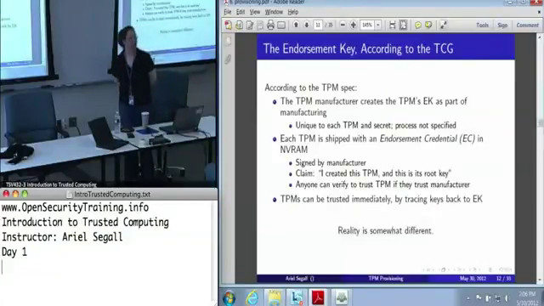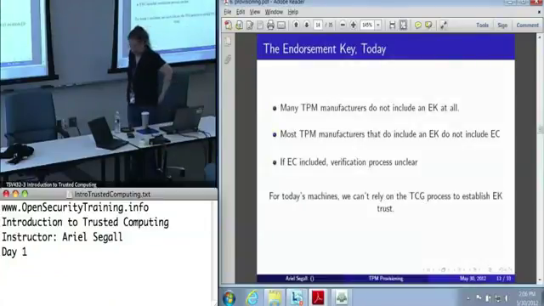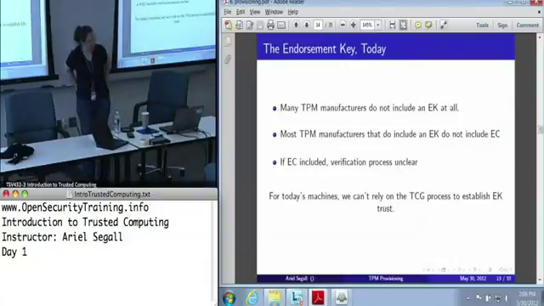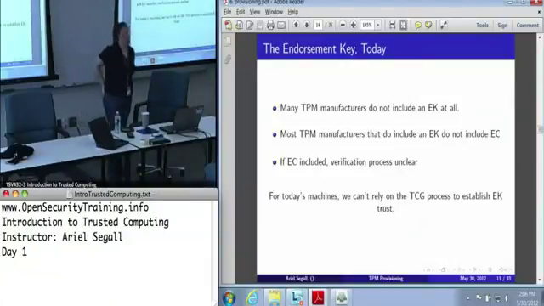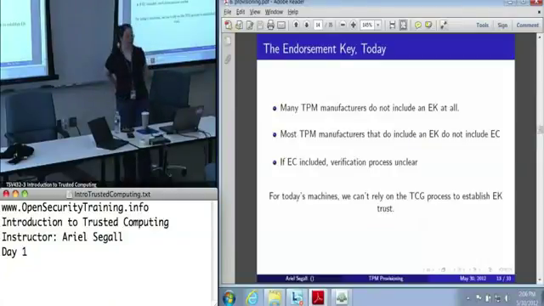No, we're really not. Because most TPM manufacturers do not include an endorsement key at all. Of the manufacturers that do include an endorsement key, most of them don't include an endorsement credential. And even if there were an endorsement credential, exactly how we would verify it is unclear, because it's not as though any of those manufacturers publish their endorsement credential signing keys in any reasonable place.